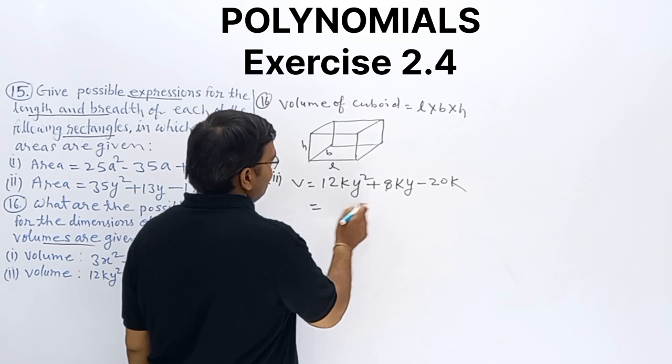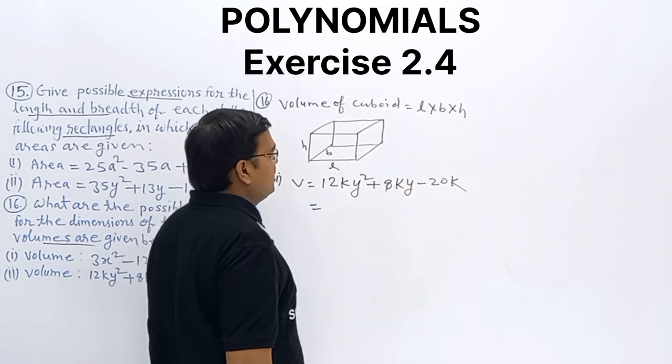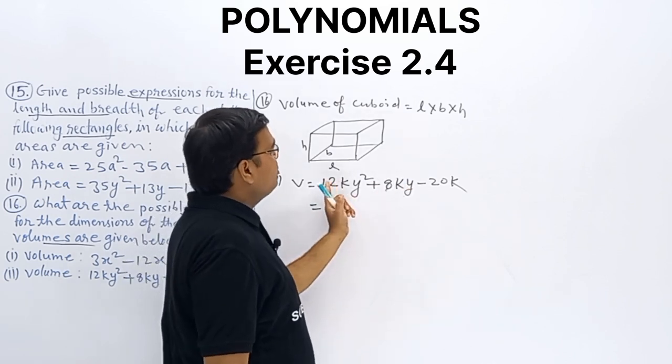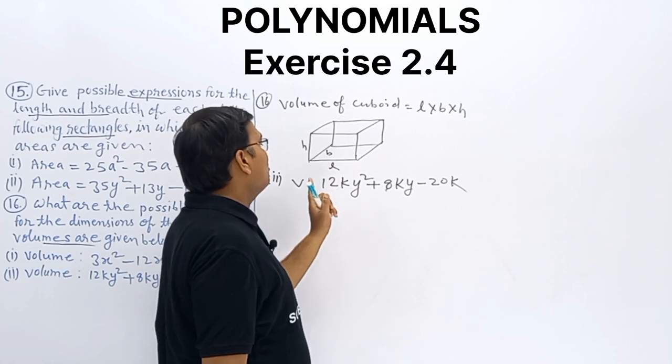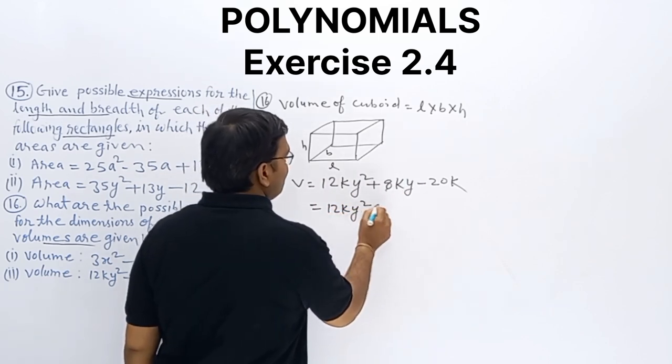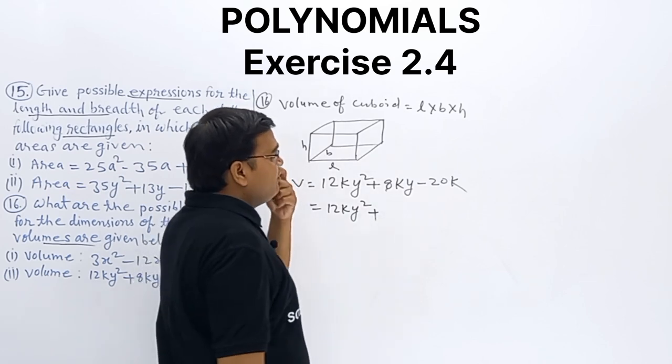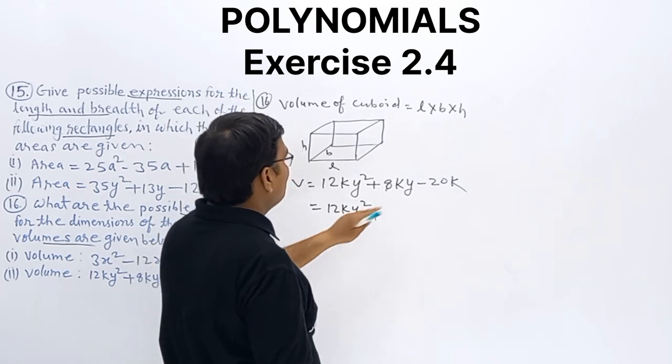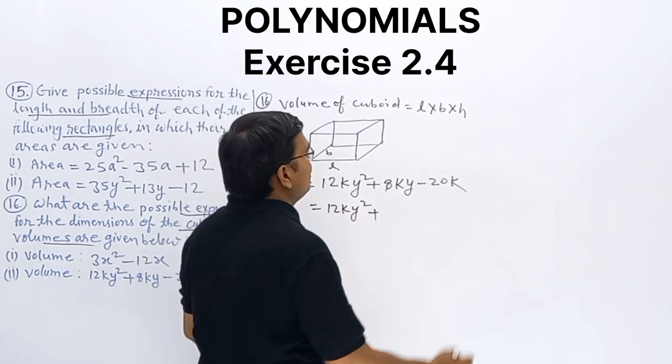How will we factorize? We will split the middle term. Sum should be this one and product should be the product of the first and last term. So we can say 12ky square plus 2ky, we want. So what is the product of the first and last term?